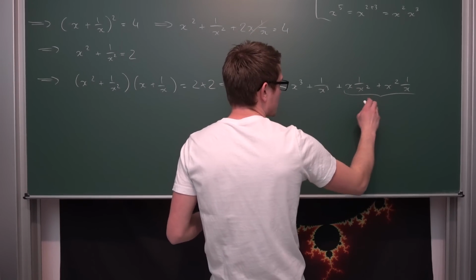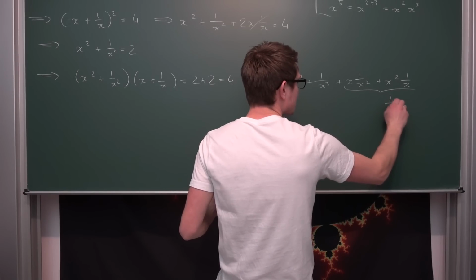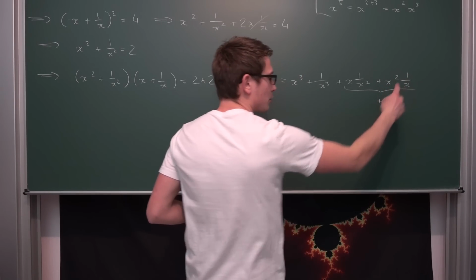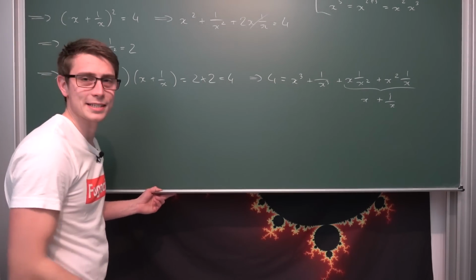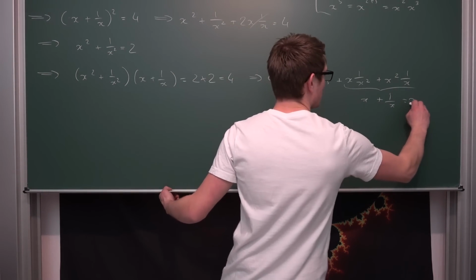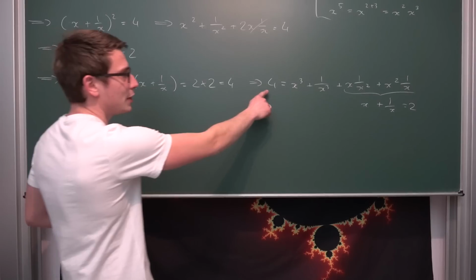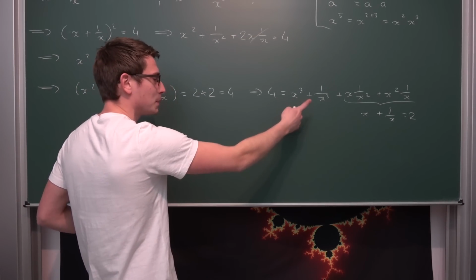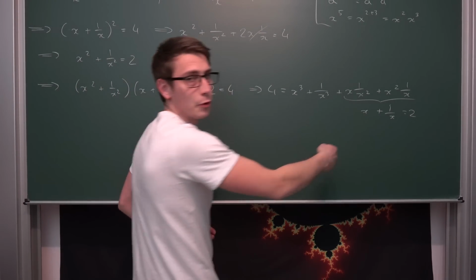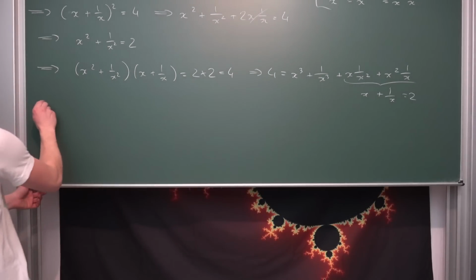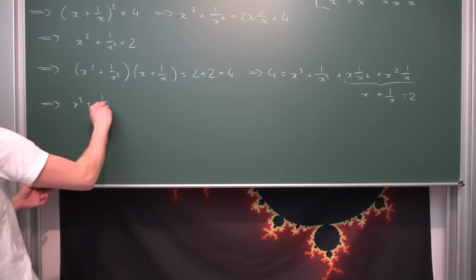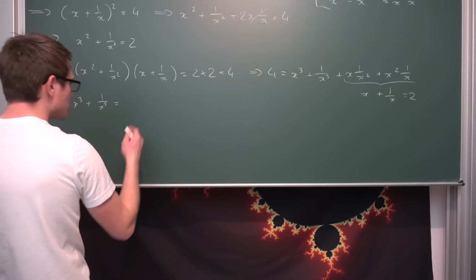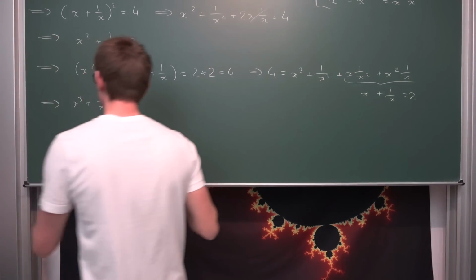X times 1 over x squared is going to give us 1 over x. And here x squared times 1 over x is going to give us just x. Oh, x plus 1 over x. We know what this is. This is equal to 2. Meaning we have now the equation 4 is equal to x cubed plus 1 over x cubed plus 2. Meaning if we were to subtract 2 on both sides, we are going to get that x cubed plus 1 over x cubed is actually equal to 2.